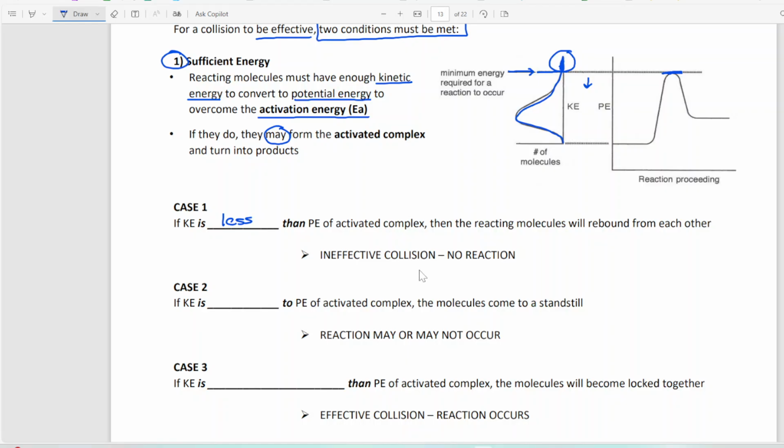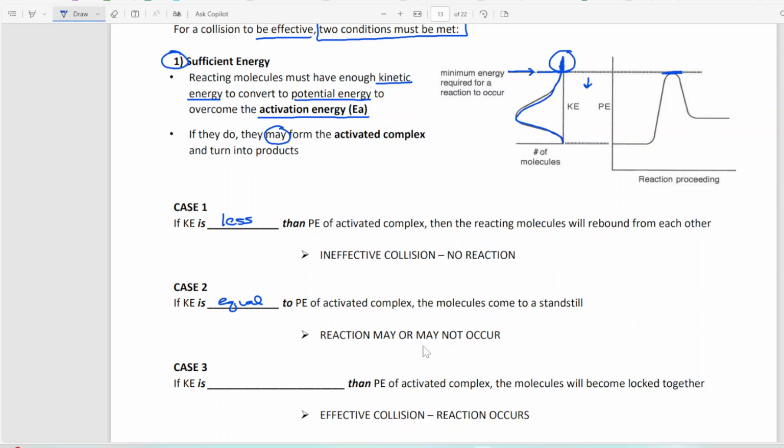Case number two is if the kinetic energy is equal to the potential energy of the activated complex, so you have just enough energy to form the activated complex, then, sorry, my cat is jumping on my stuff, a reaction may or may not occur.